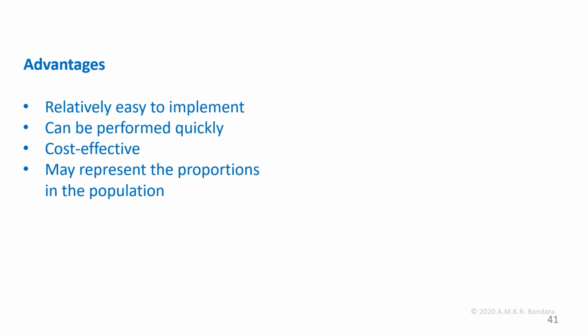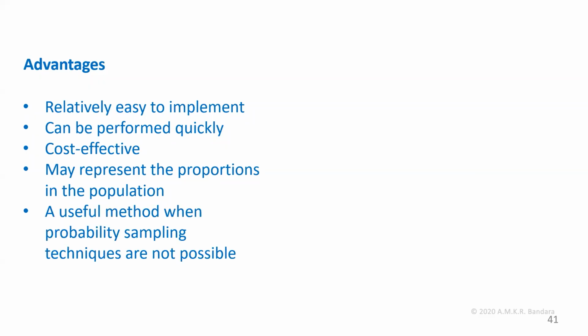So the sample will represent the population proportions. As the farmers are in the population, we will select them into our sample also. It is a useful method when probability sampling techniques are not possible. Sometimes, if the list is not available, we cannot implement probability sampling, random sampling or stratified random sampling. In that case, this is a useful method.